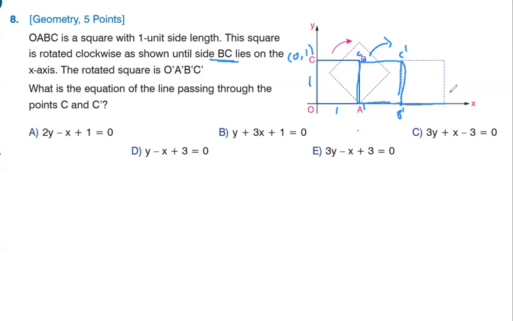So this C prime will move all the way here. And this point, this was, I guess, O. So we'll be moving right here. And A will be at this point. So what we care about is this BC, which is going to be the case.